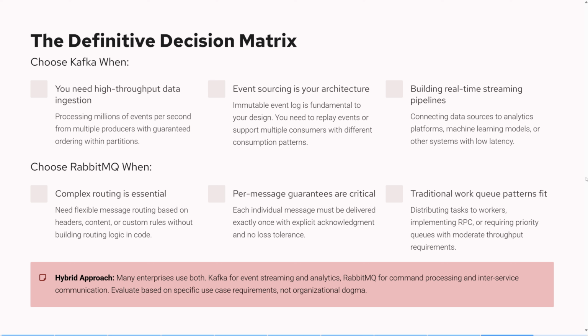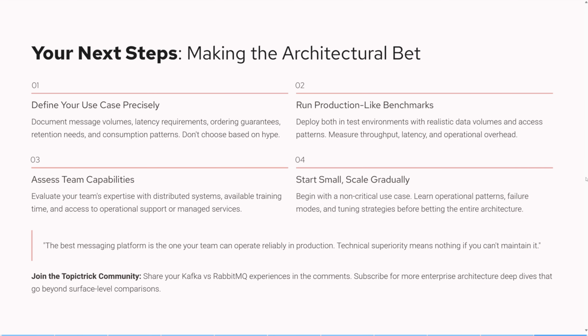In reality, many mature enterprises use a hybrid approach. Kafka handles event streaming and analytics, while RabbitMQ manages command processing and inter-service communication. The right decision is based on specific use case requirements, not trends or hype.